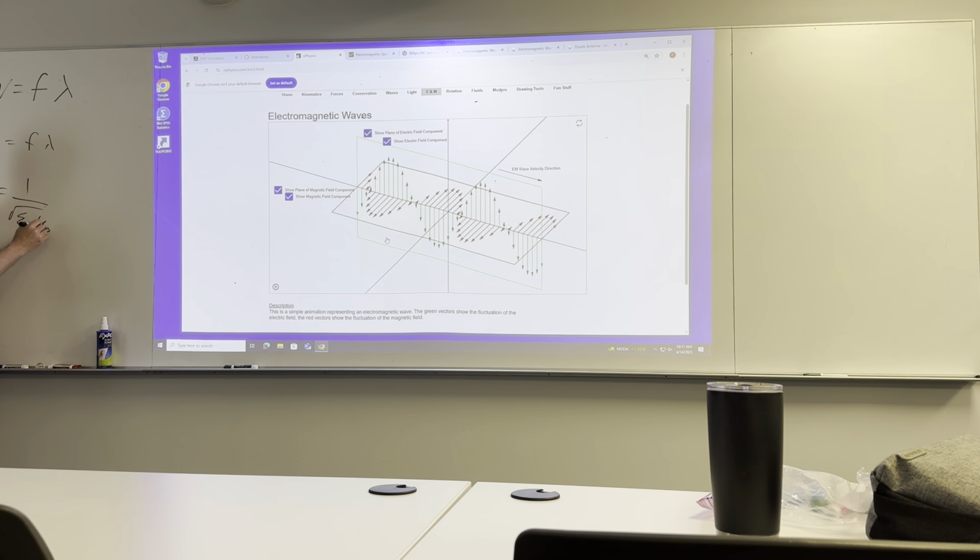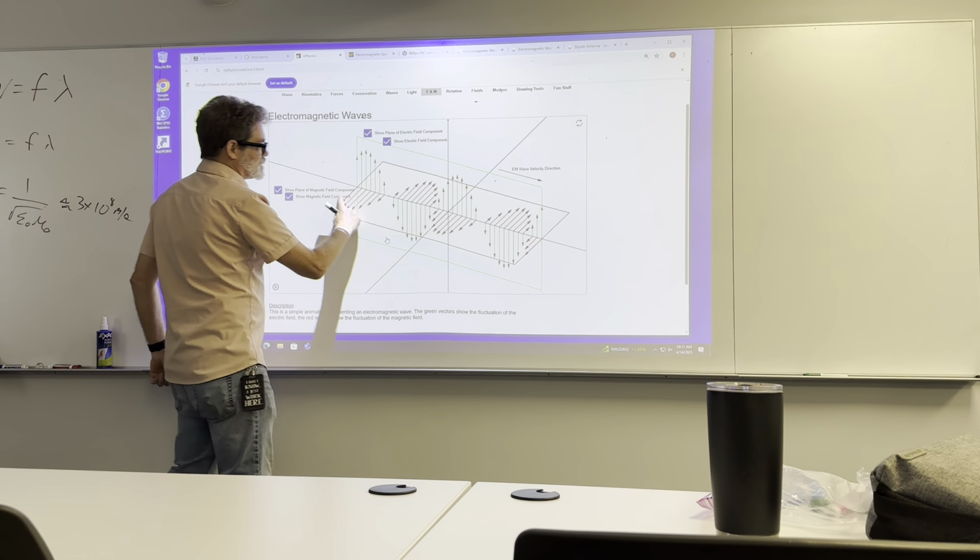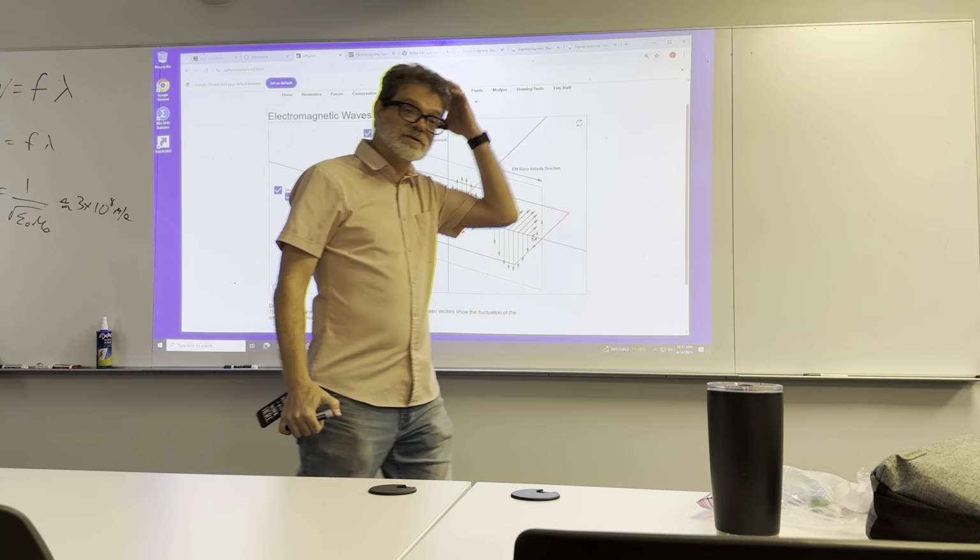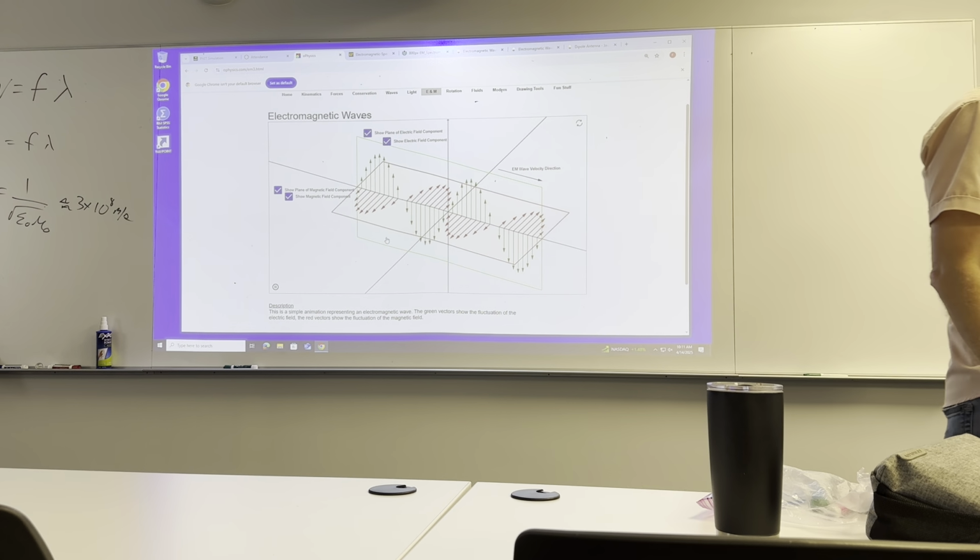Epsilon naught, mu naught. Anybody remember that? So it depends on these two constants, which gives me approximately 3 times 10 to the 8. That's an exact value, but it's close. 3 times 10 to the 8 meters per second. So that's the speed of light. It's a wave, and we have this transverse wave, and you can see it's propagating perpendicular to each other. Okay?